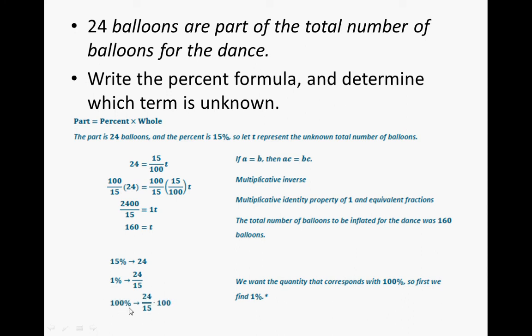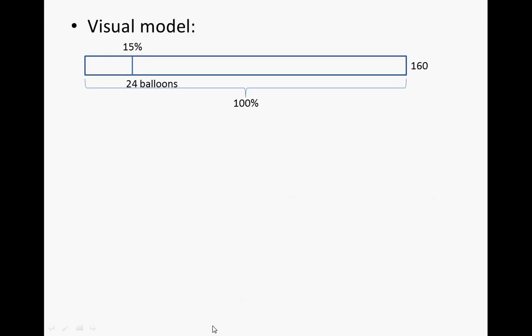So if we multiply it by 100, we would get 24 over 15 times 100, and notice what we'd get here. 24 times 100 would be 2400. And they just went ahead and reduced this already. 24 over 3 times 20 is 160. So 100% is 2400 over 15, or 24 thirds times 20, which is 160.